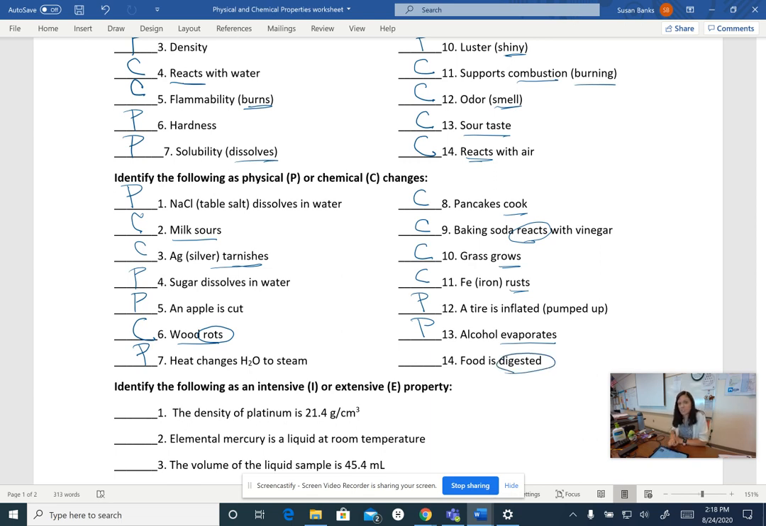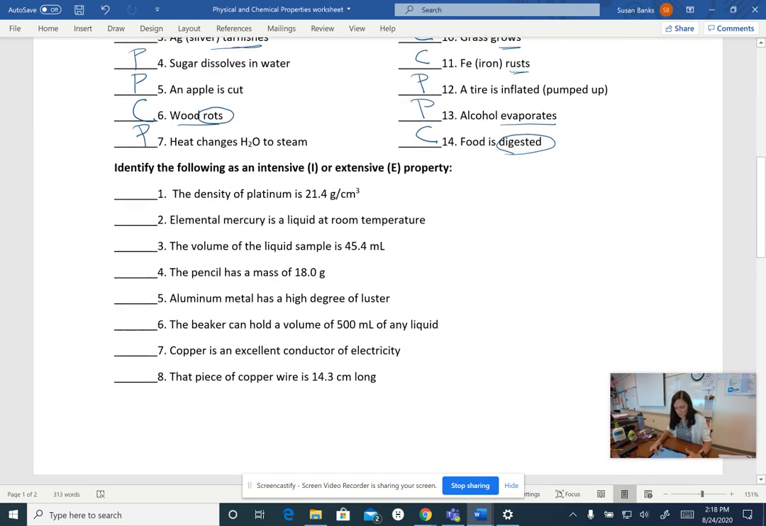Oh, digestion is definitely a reaction. So that is a chemical change. Okay, how'd you guys do on that section? All right, let's do the next section.